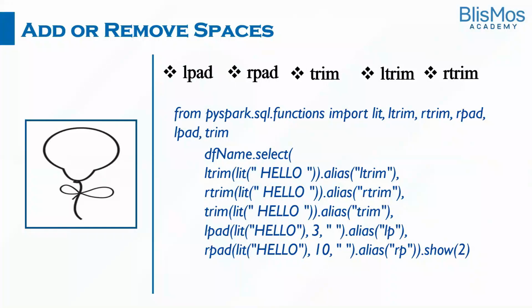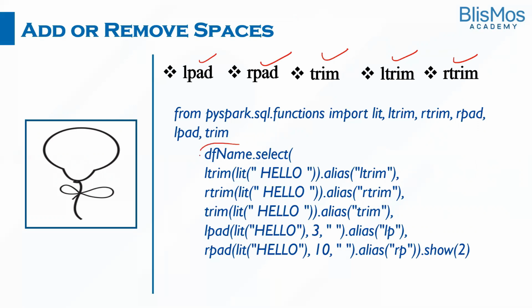Next, whenever we are dealing with strings, we tend to have spaces between two words. Sometimes more space is there, sometimes less space is there. How do we tackle that? By using these five important functions. One is trim, the second one is ltrim, the third one is rtrim, the fourth one is rpad, and the last one is lpad. If you have not imported all the functions, you have to import all of these from pyspark.sql.functions.